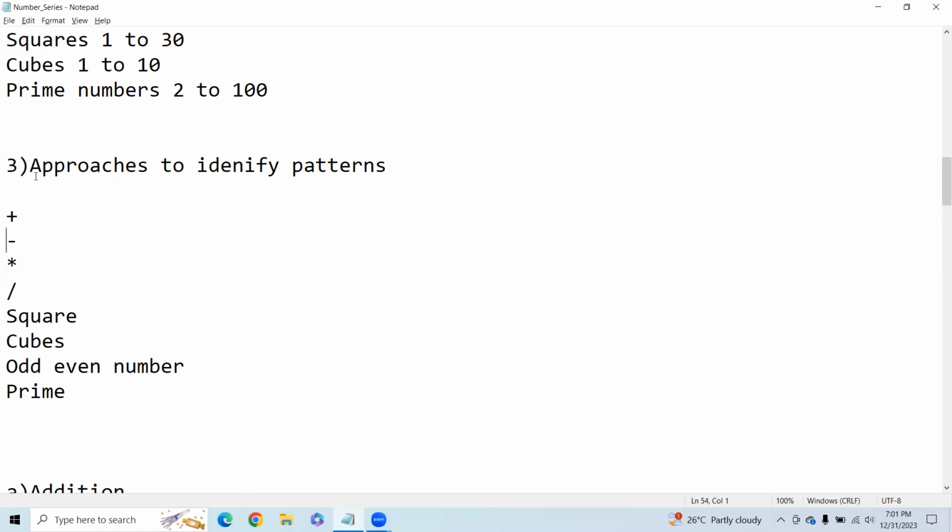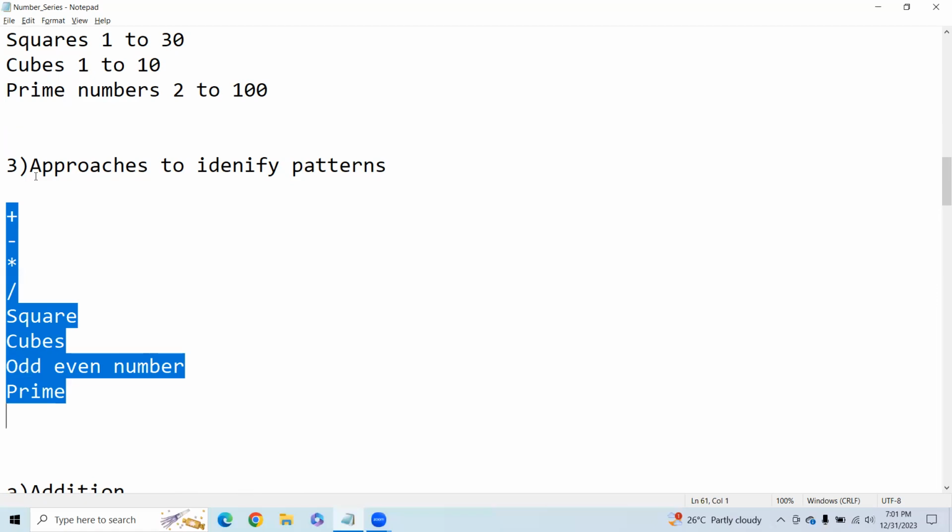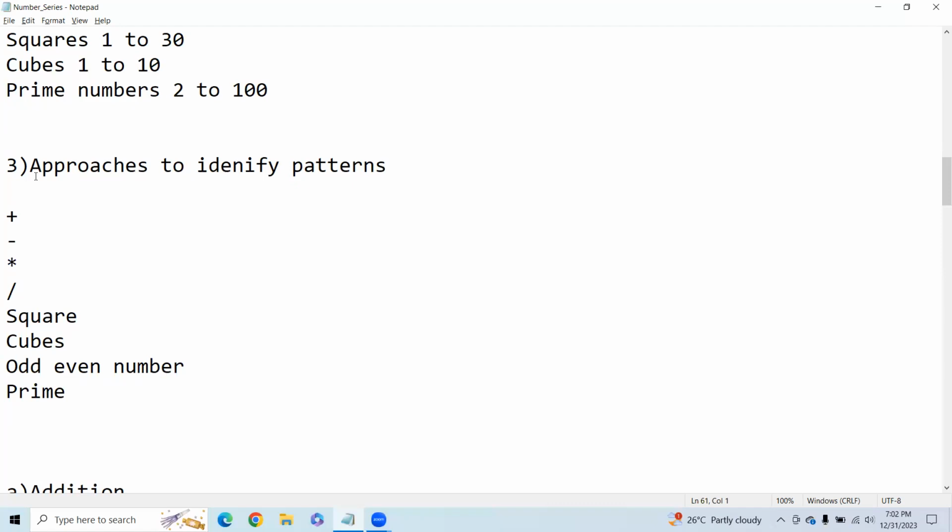So whenever you get any problem, it will be among these patterns, or it can be a combination of 2 or more from these. When we say 2 or more, it can be like prime number as well as cube. It can be square plus addition. This combination can be there. So addition, subtraction, multiplication, division, square, cubes, odd even, prime number. These are the possible approaches to identify the pattern.